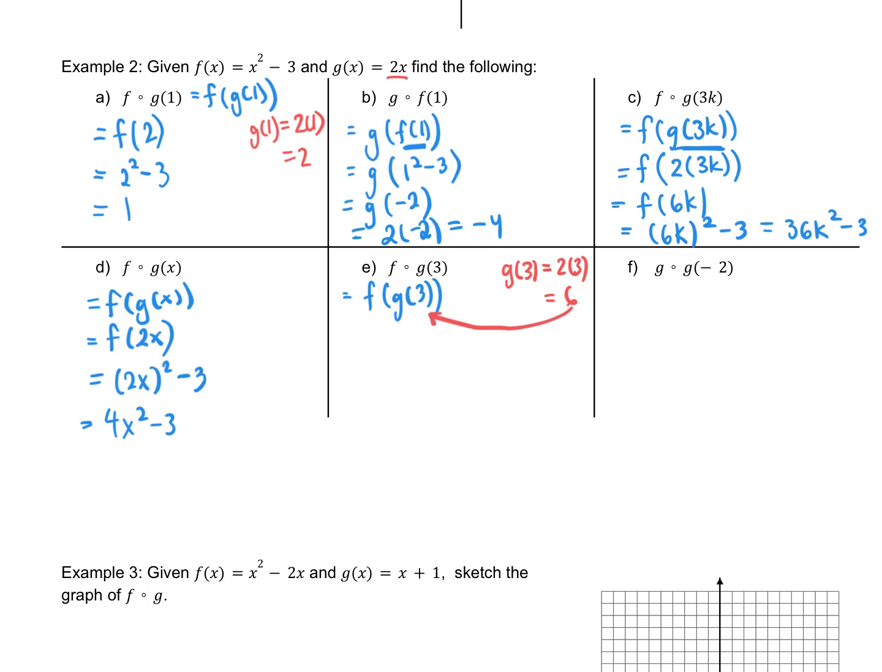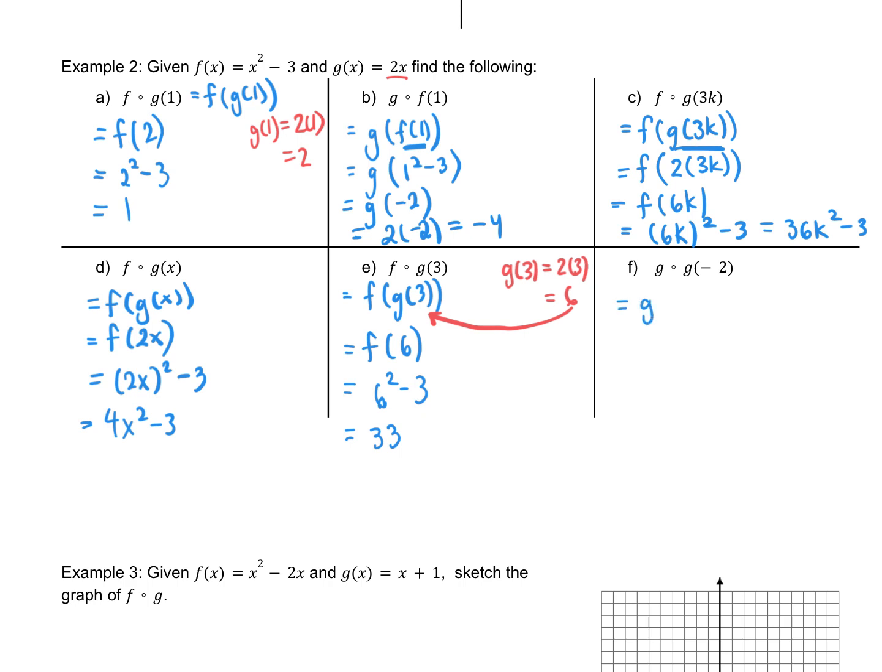And that's what I'm going to replace g at 3 with. So what I'm actually trying to calculate is f at 6. So again, 6 squared, subtract 3. That's 36 minus 3, which is 33.